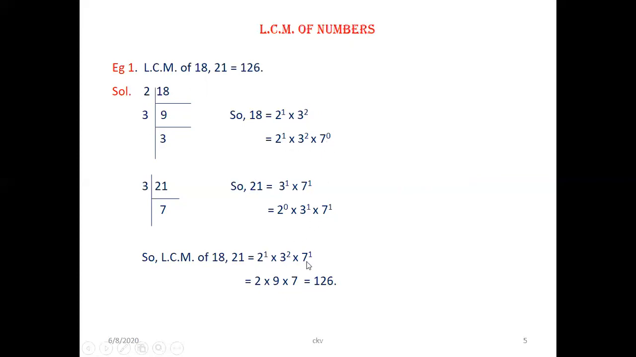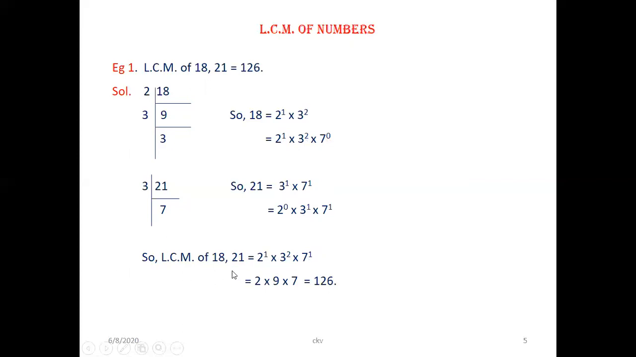If it is GCD, you must pick up the small powers, the least powers, and when you are finding out LCM, you have to pick up the highest powers. Here 2 power 1, here 2 power 0. The highest one is 2 power 1. And for 3, it is 3 square and 3 power 1. So you must pick the highest power whenever you are finding out LCM. So 3 square. And for 7 power 0, 7 power 1, 1 is the greater number, so 7 power 1.